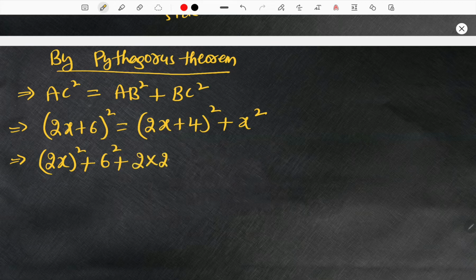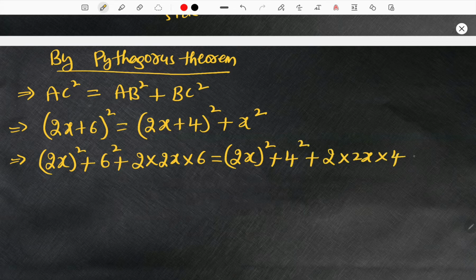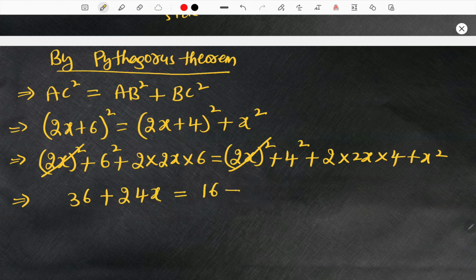2ab is 2 into 2x into 6, equal to, again it is (a plus b) whole square, that is (2x) whole square, plus 6 square is 36, plus 2ab is 2 into 2x into 6, which is 24x. Then 4 square is 16, plus 2 into 2x into 4 is 16x, plus x square. Alright, here the 2x square terms get cancelled, and now x square is remaining there.